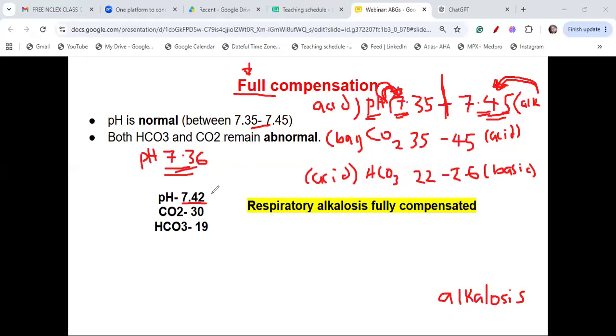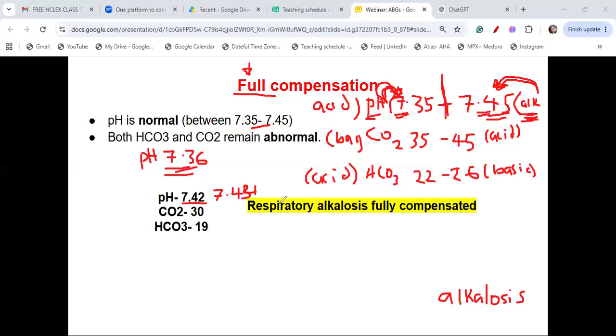If you have 7.43, it is on this side. 7.44, it is on this side. Okay? 7.45 is still on this side. So it's coming from the alkalotic side. So the final word will be alkalosis.